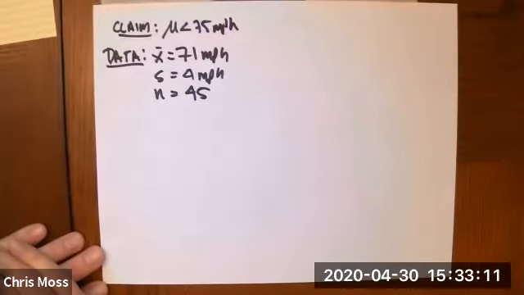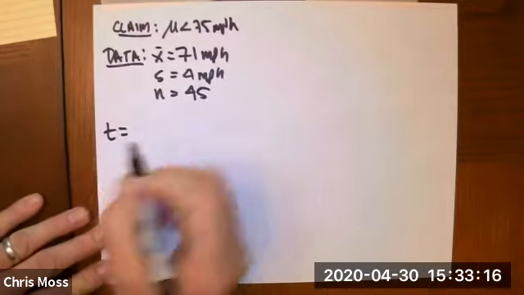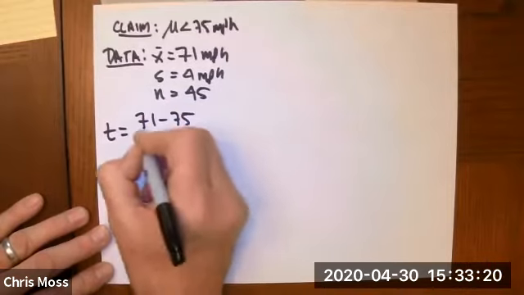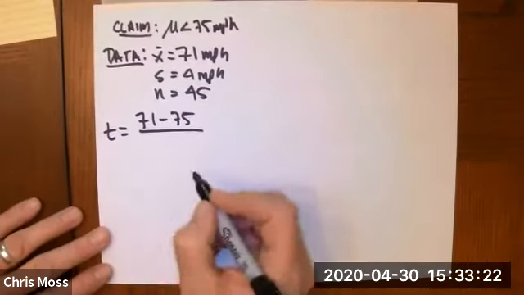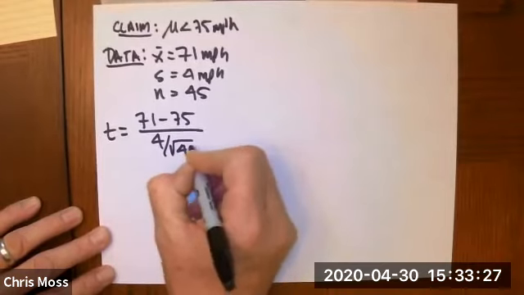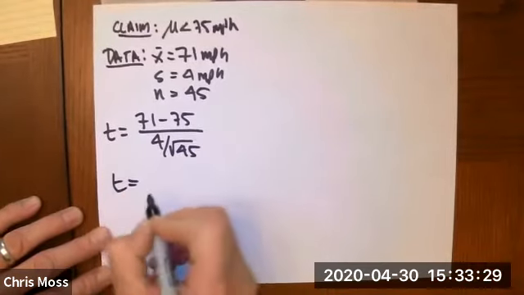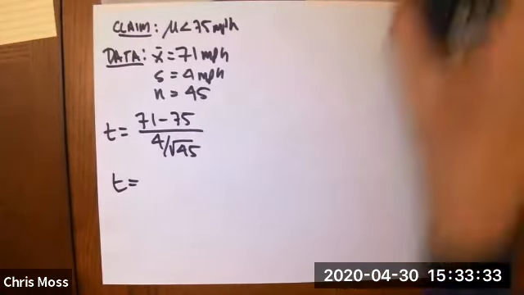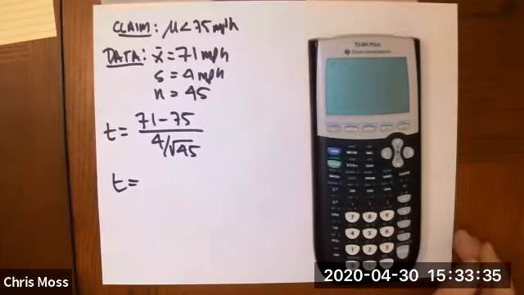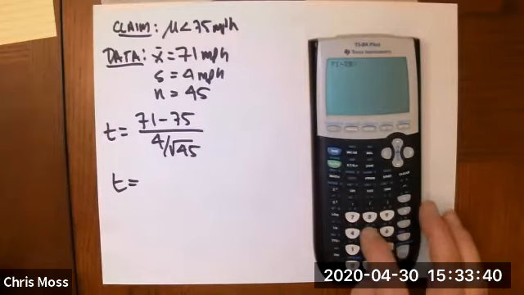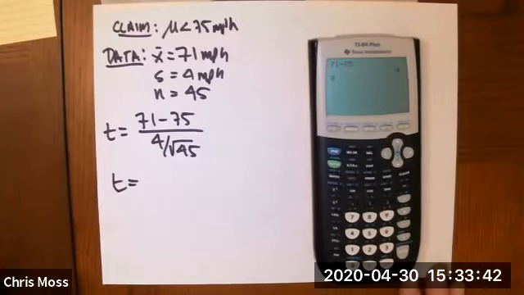I can go ahead now and literally jump right into the formula. So the t-score, 71 minus 75, that's in the numerator. The denominator here is truly more involved: 4 over the square root of 45. So let's run through those key strokes because they are more involved. Here's my calculator. I'll handle the numerator first. 71 minus 75. Negative 4, not surprising.